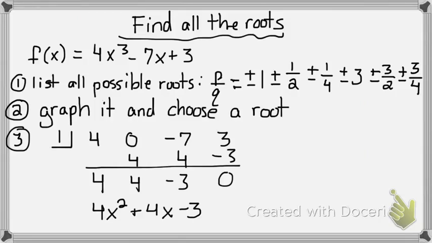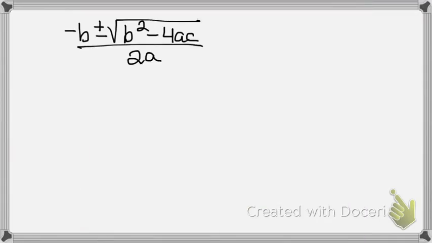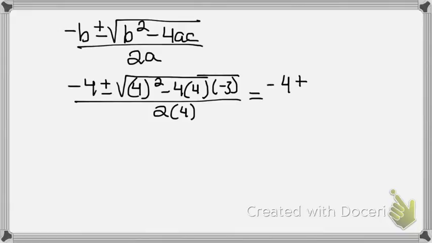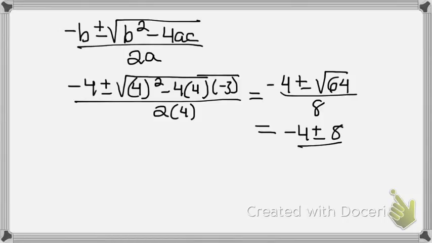So as you can see, my b is 4. So I have negative 4 plus or minus the square root of 4 squared minus 4 times a, which was 4, and c, which was negative 3, all over 2 times 4. And when I actually evaluate that in the calculator, I'll get negative 4 plus or minus square root of 64 over 8. And the square root of 64, since it's a perfect square, equals 8. So I have negative 4 plus or minus 8 over 8.